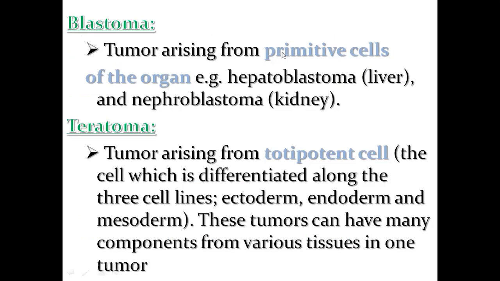So if a tumor arises from primitive cells of the liver, which in Latin is called hepato, we say hepatoblastoma. If a tumor arises from primitive cells of the kidney, which means nephro in Latin, we name it nephroblastoma. Again, blastomas cannot be classified as benign or malignant, although they may differ in behavior, although most blastomas are malignant, by the way. Okay? So this is to complete the picture of nomenclature of tumors.